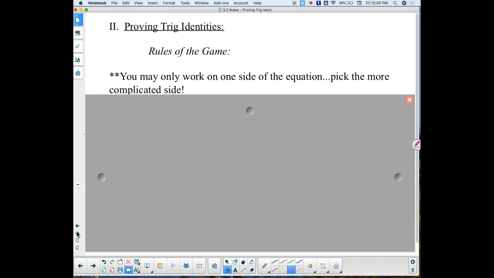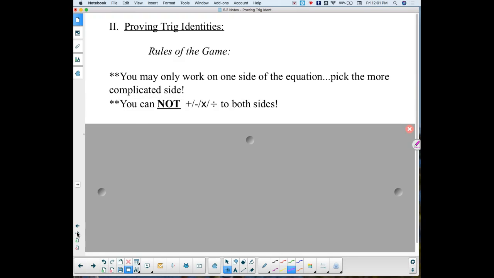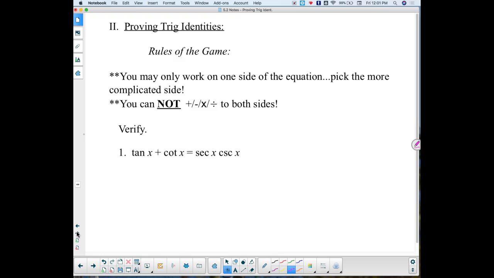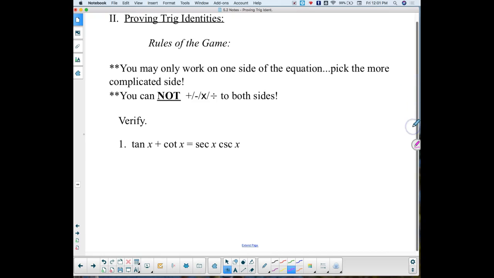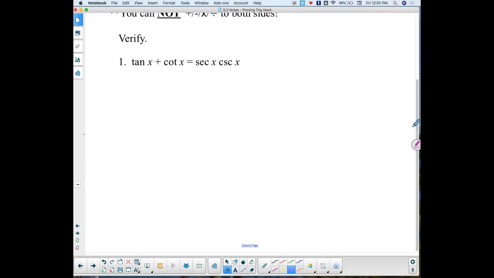Okay? Now, side note, you want to pick the ugly looking side. Okay? You want to pick that side and work that one, because you'll be able to do more with it. Okay? Just remember, we cannot add, subtract, multiply, or divide to both sides. We're only working one side. Okay? So, with that being said, let's look at tangent plus cotangent equals secant cosecant.